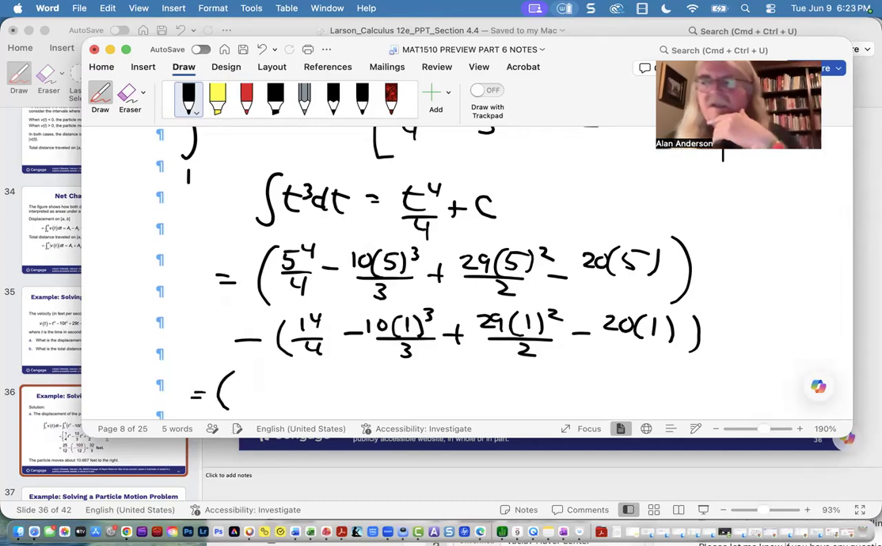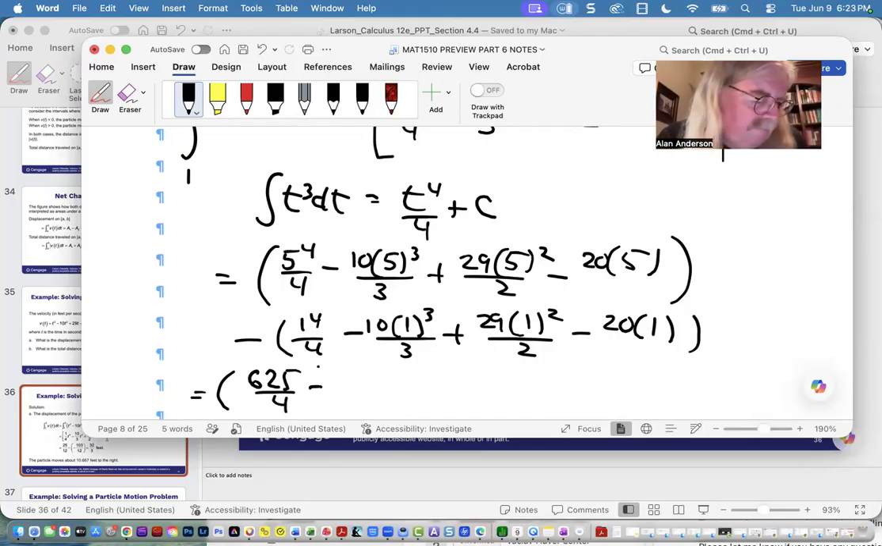All right. So the first 5 to the fourth is 625. 5 cubed, 125. But then remember, we're multiplying it by 10. So that's 1250 over 3.